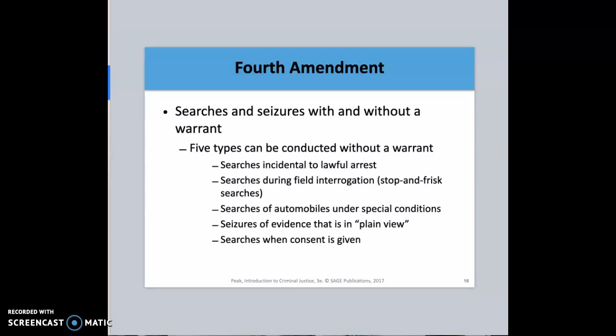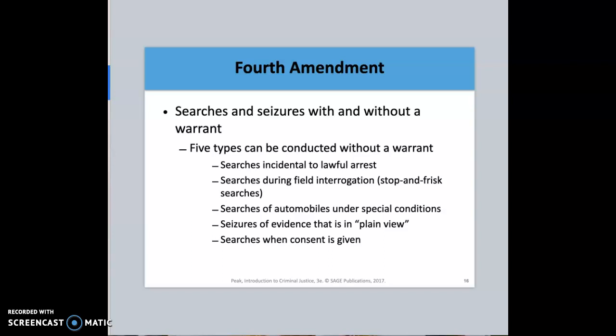All right. So we talked about search and seizures with a warrant and without a warrant. There are different ways that we can conduct a search. If we go back to what we talked about earlier, in order for a police officer to get a search warrant for your house, for example, they have to have probable cause, and that probable cause has to be supported with a sworn affidavit that whatever the police are looking for is located within your house.